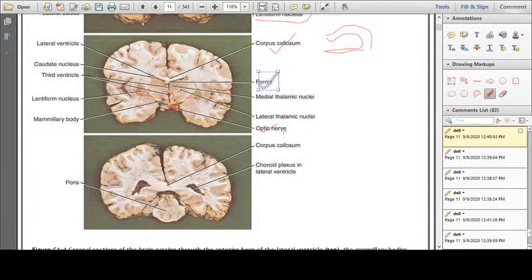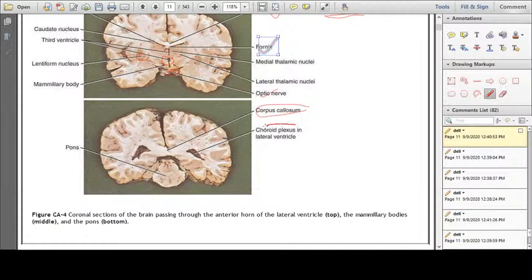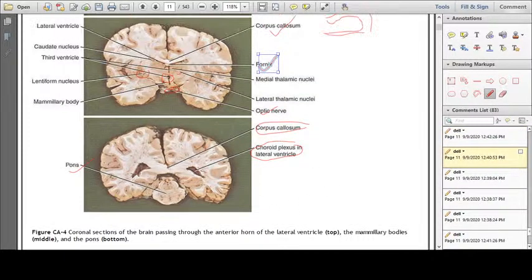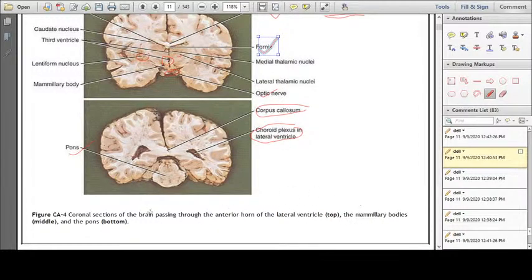Okay, this one is the optic nerve, and the corpus callosum. We knew the corpus callosum. This is the choroid plexus of the lateral ventricle. This is the pons varolii. This one right here is the mammillary bodies, and this one is the view of the pons varolii.